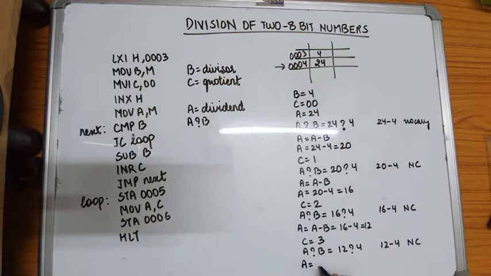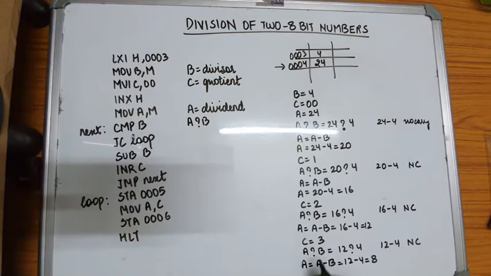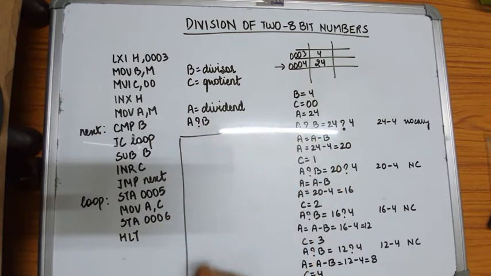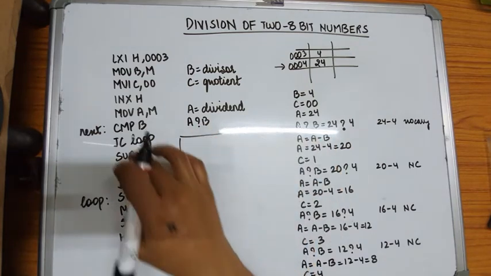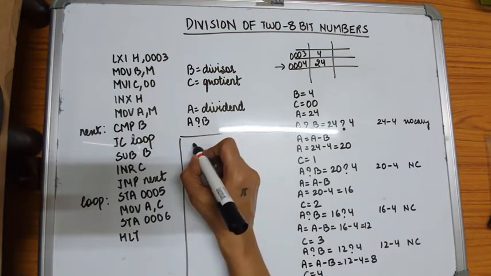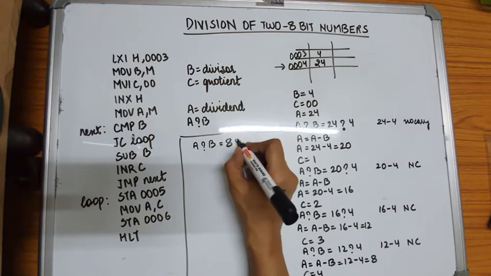A equals A minus B. What happens is 12 minus 4 equals 8. After that, INR C equals 4. Jump next. Okay, so jump next. Next is what? CMPB. So now this time 8 and 4 will be compared. So A question mark B is 8 compared with 4.